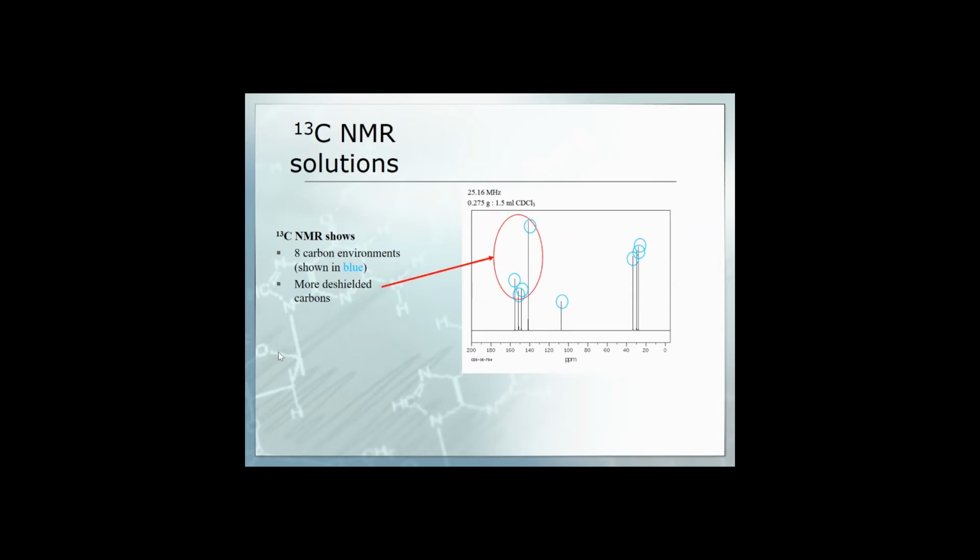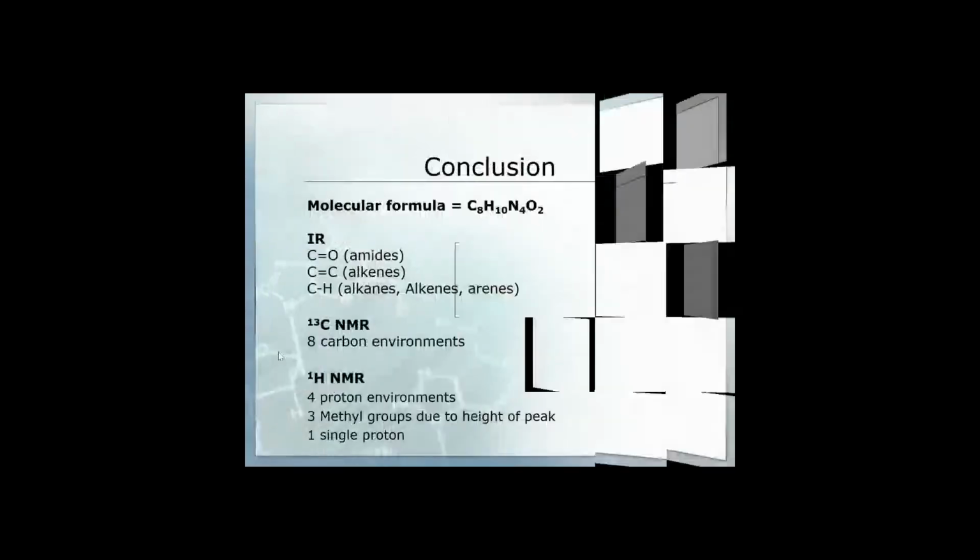Our carbon-13 one, on the other hand, shown here in the blue, we have 8 carbon environments. And we have more deshielding over this end, and 4 of them are deshielded. So that's letting us know that there are either oxygens that are double bonded or nitrogens that are either single or double bonded around here as well.